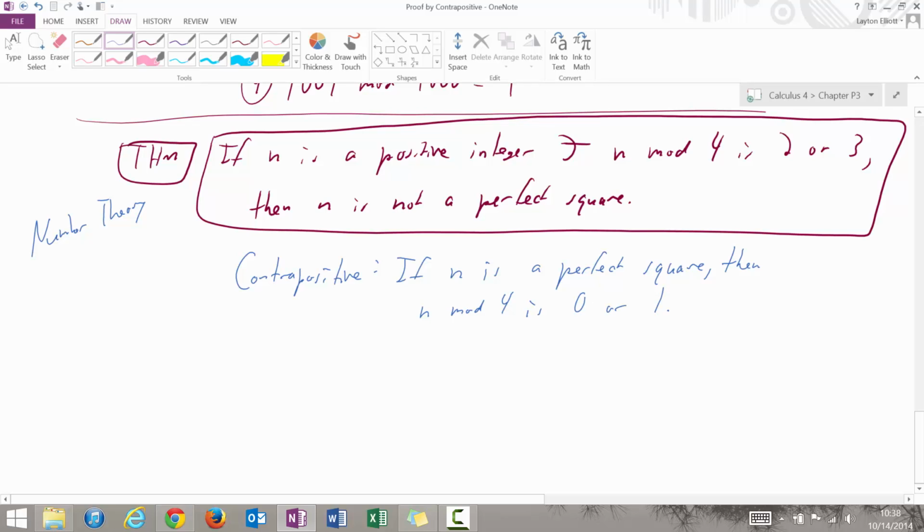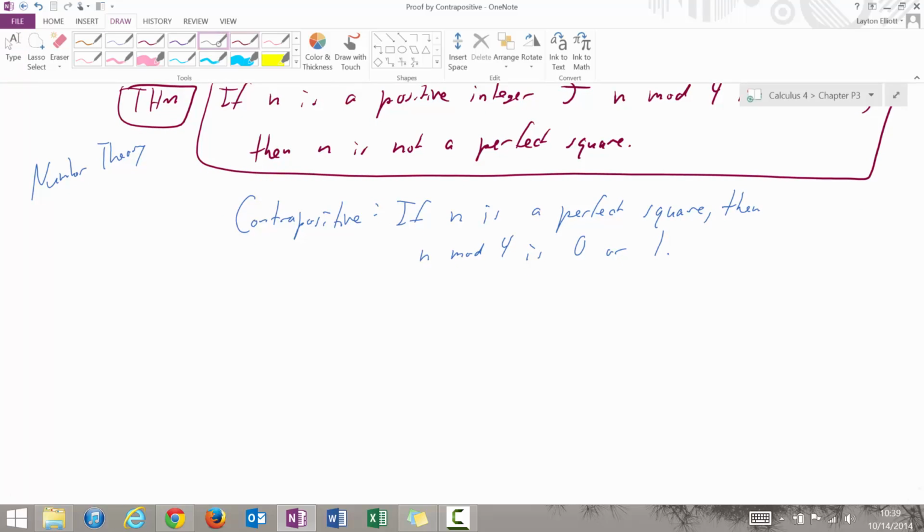Now that's even more fascinating to me than the other one. Now I'm saying that if I have a perfect square, it is definitely 0 or 1 mod 4. It's either a multiple of 4 or it's one more than a multiple of 4. In fact, let's put that in parentheses. Perfect squares are either multiples of 4 or one more than a multiple of 4.